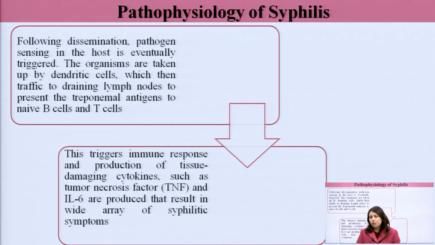This triggers an immune response and production of tissue-damaging cytokines such as tumor necrosis factor and interleukin 6 that result in a wide array of syphilitic symptoms. So, when B cells and T cells are triggered, they not only target the pathogen causing syphilis, but they also release mediators like interleukin 6 and tumor necrosis factor alpha, which are also damaging to the host cells, and this results in the entire repertoire of symptoms of syphilis.